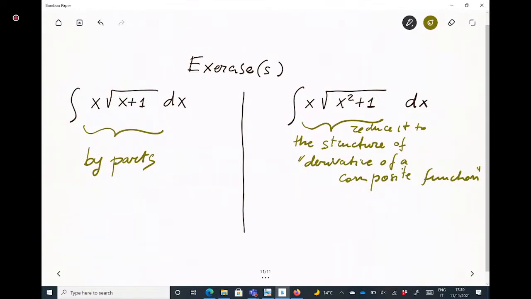Here, an interesting point: what is better to select as F or as G prime, okay? Because in principle, you don't know that. You could select this as F and this as G prime, or this as G prime and this as F. Try to solve it. You can check the result by yourself at the end by computing the derivative.